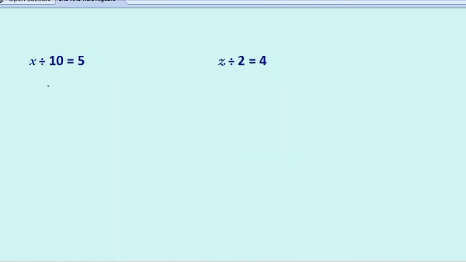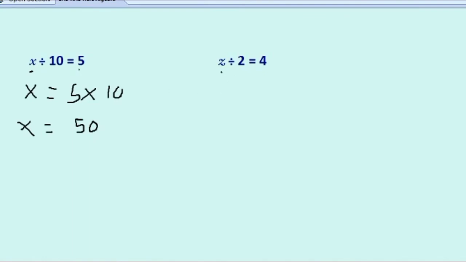Division problems. X divided by 10 equals 5. Find the value of x. So what we'll do is write x here equals 5. Now this is divided by 10, so here it will become multiplied by 10. So x equals 5 into 10, 50, right? So the value of x is 50. Let's check: 50 divided by 10 equals 5.